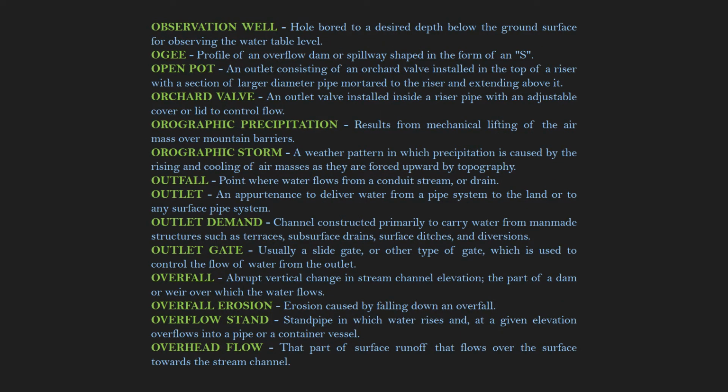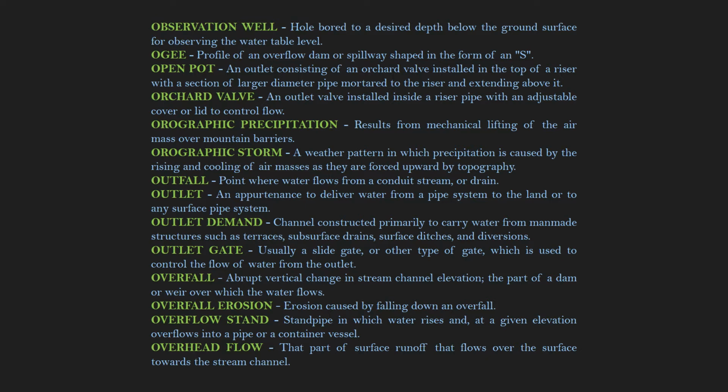Observation well. Hole bored to a desired depth below the ground surface for observing the water table level. OG. Profile of an overflow dam or spillway shaped in the form of an S. Open pot. An outlet consisting of an orchard valve installed in the top of a riser with a section of larger diameter pipe mortared to the riser and extending above it. Orchard valve. An outlet valve installed inside a riser pipe with an adjustable cover or lid to control flow.